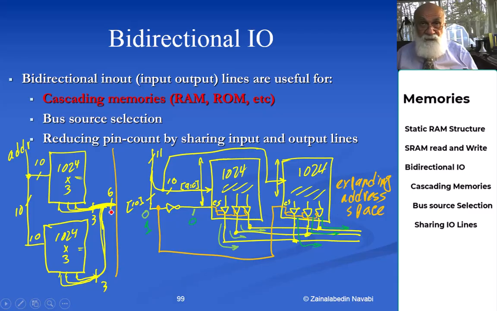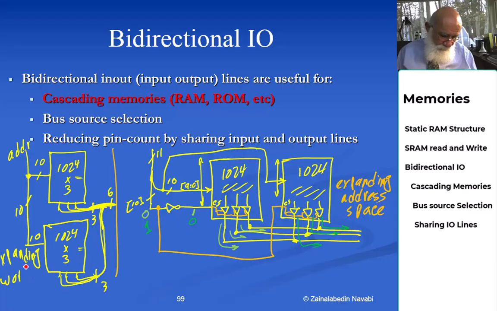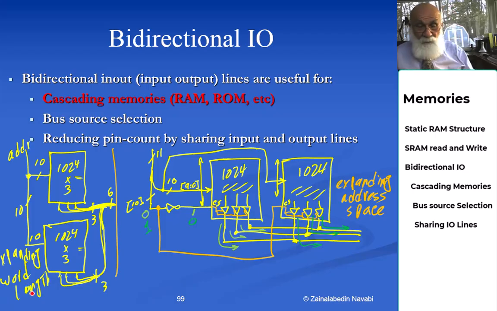The structure on the right, we are expanding the address space. The structure on the left, we are expanding word length. The one on the right is called horizontal expansion. The one on the left is called vertical expansion. For larger memories, you can actually cascade them in both ways and come up with memories of any size and any address space.